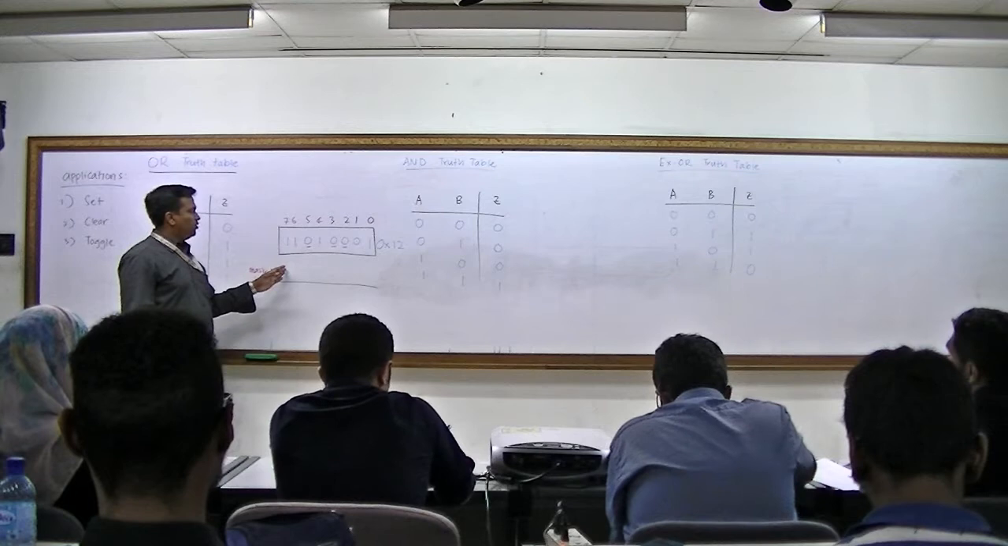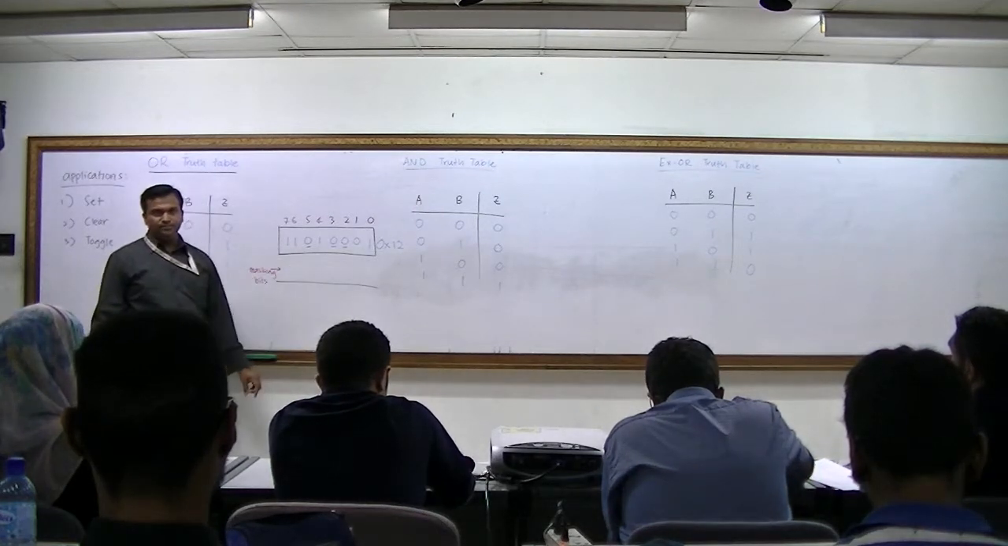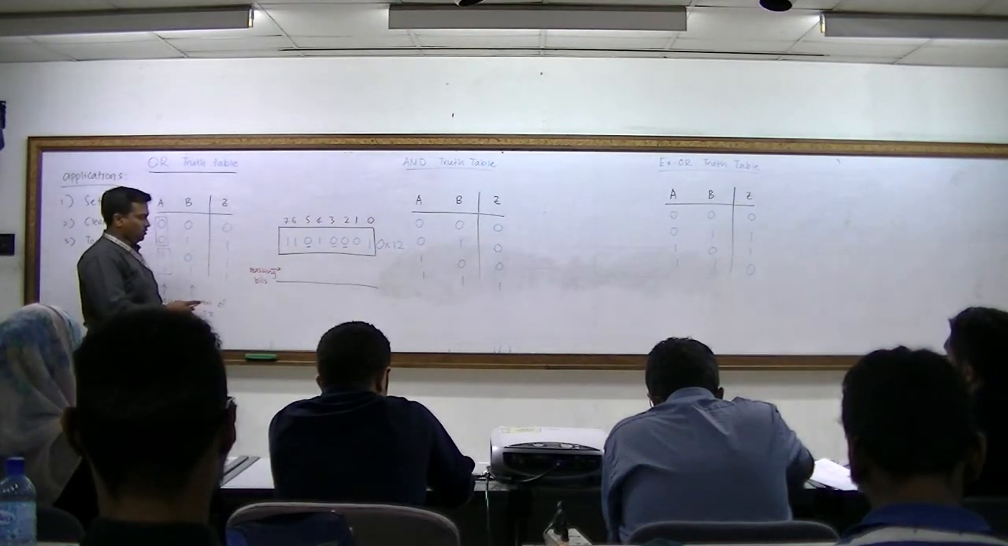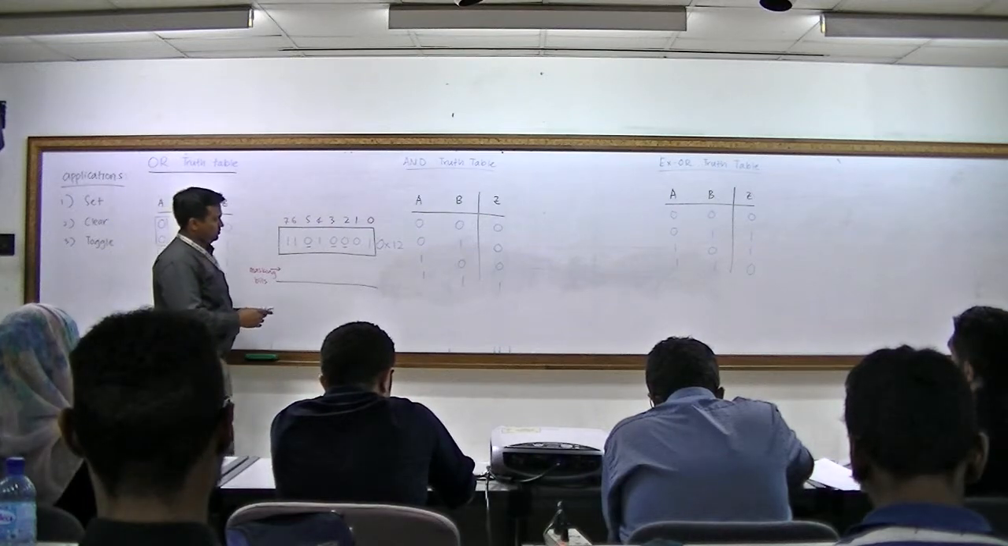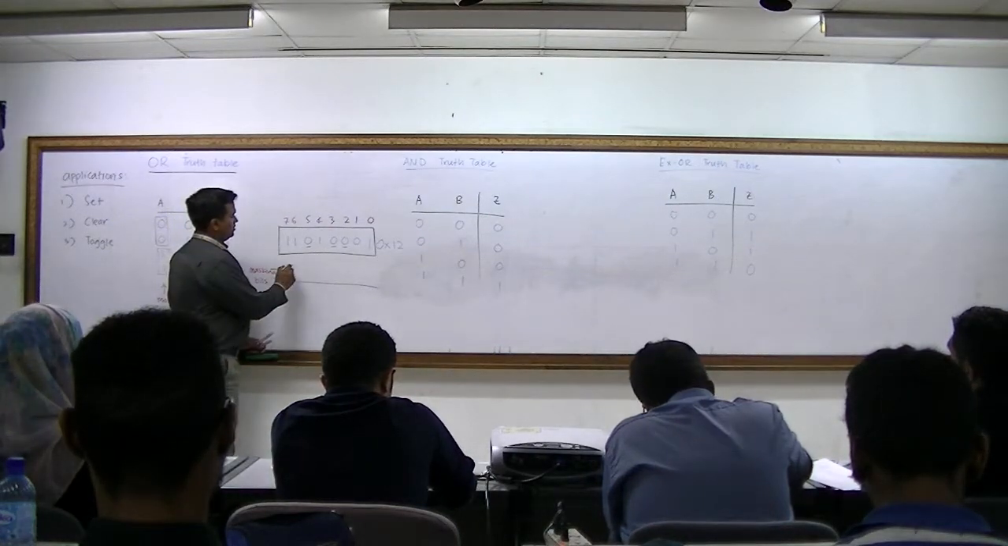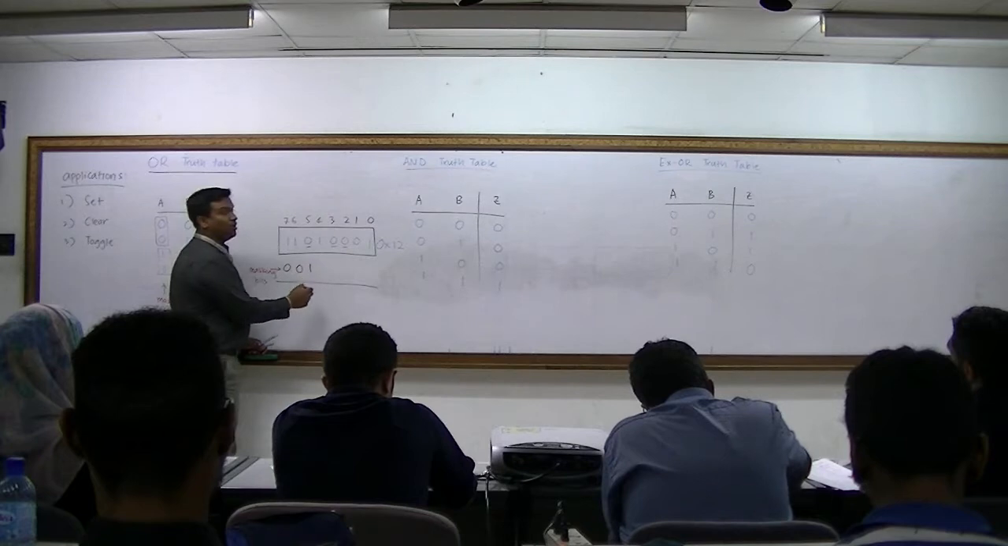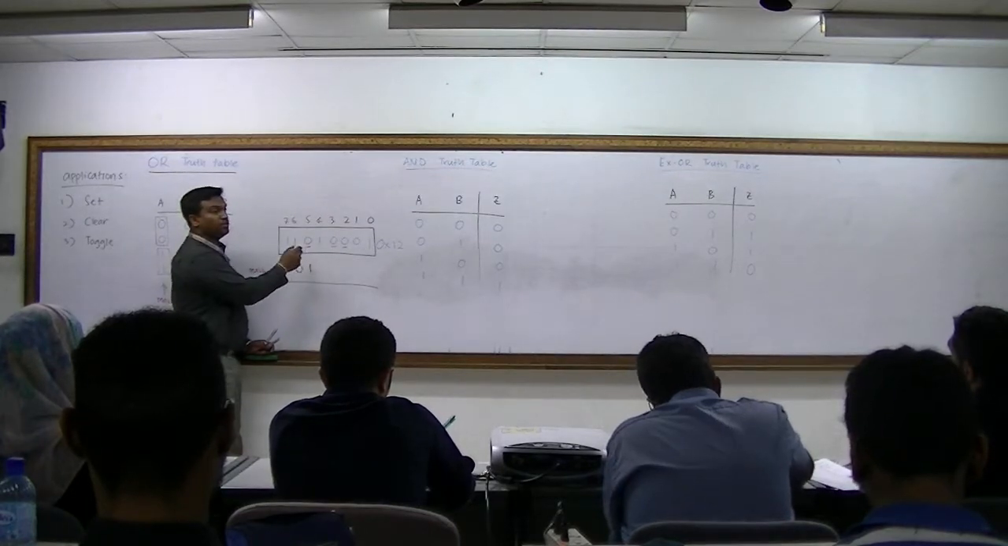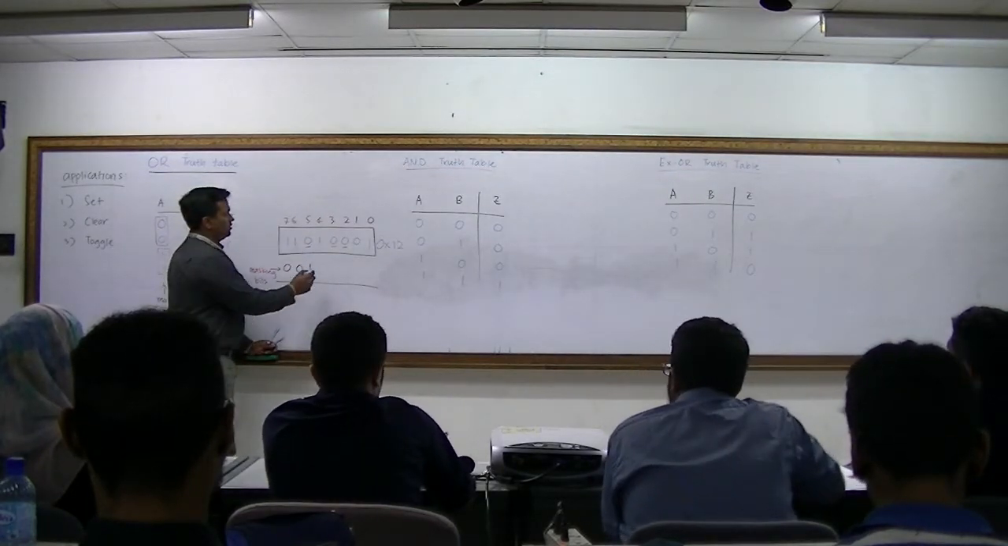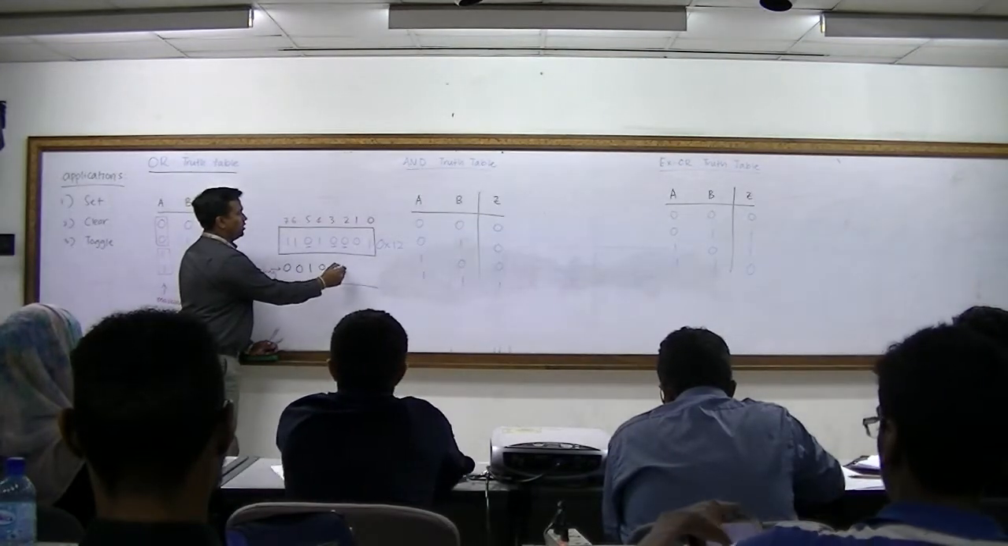So now we have to select the masking bits. So what should be the masking bit? 0, 0. Should be 0, 0. Here should be 1. Why? Because at this position we want to make it 1. This one is 0, we want to maintain. This is 1, 1, 0.